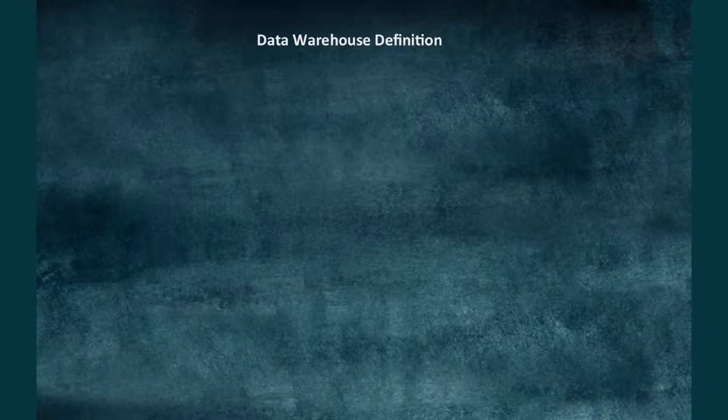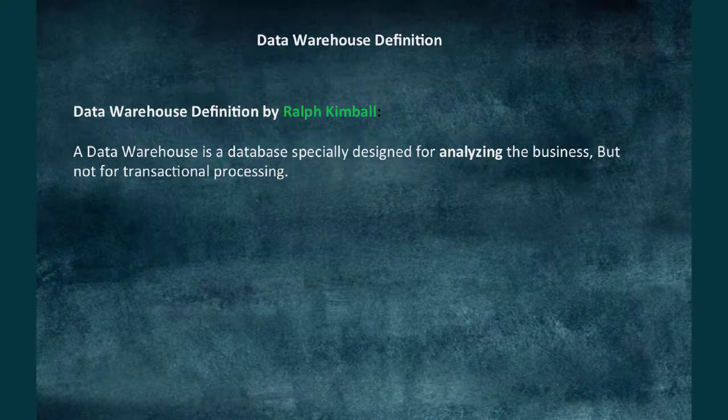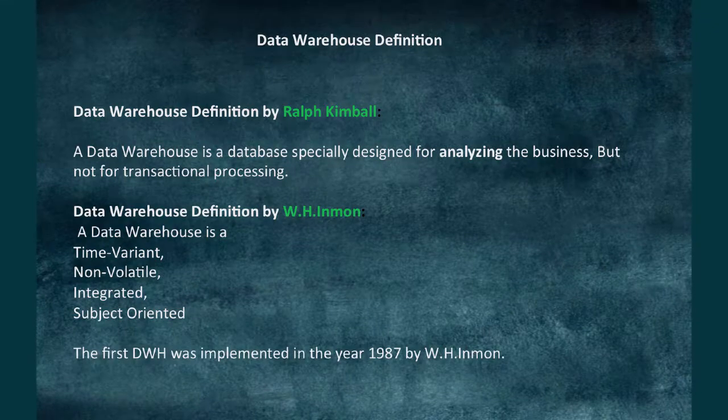Data warehouse definitions. Ralph Kimball and W.H. Inmon are known as the fathers of data warehouse. The data warehouse definition by Ralph Kimball goes just like this. A data warehouse is a database specifically designed for analyzing the business, but not for transactional processing. Now, the definition of a data warehouse by W.H. Inmon says this. A data warehouse is time-variant, non-volatile, integrated, and subject-oriented. The first DWH was implemented in the year 1987 by W.H. Inmon.